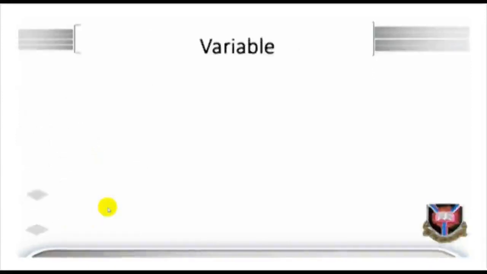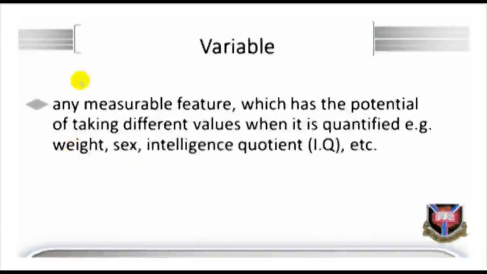Variable. A variable is any measurable feature which has the potential of taking different values when it is quantified. It includes such human features like weight, sex, intelligence quotient IQ, etc. These human characteristics can assume different values when different individuals are evaluated, or when the same individuals are evaluated on different occasions.